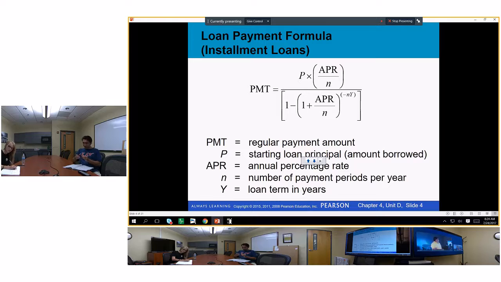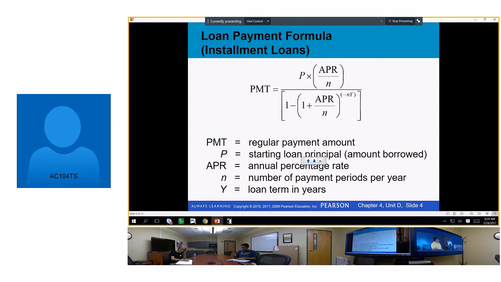Now again, this is really not rocket science. This is basically how you use your calculator. And I would highly suggest using the store button on the numerator and the denominator. That's the way I do it.